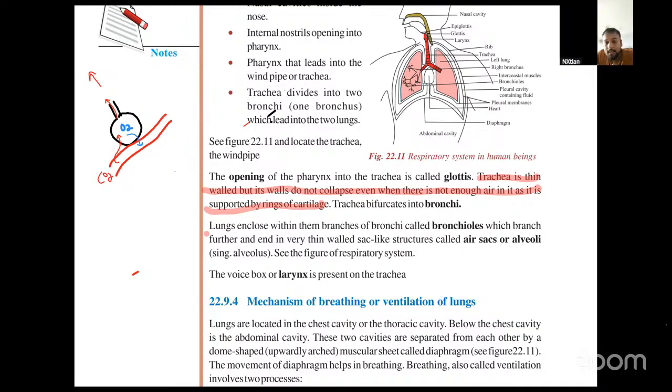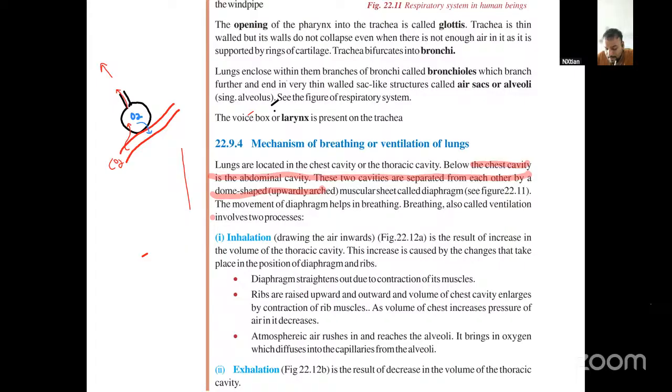No, the walls of the alveoli and the blood vessels are very near to each other. The blood is not in the alveoli, but the walls are sharing each other, so that the exchange of gases can take place. Okay, so can anybody read this?